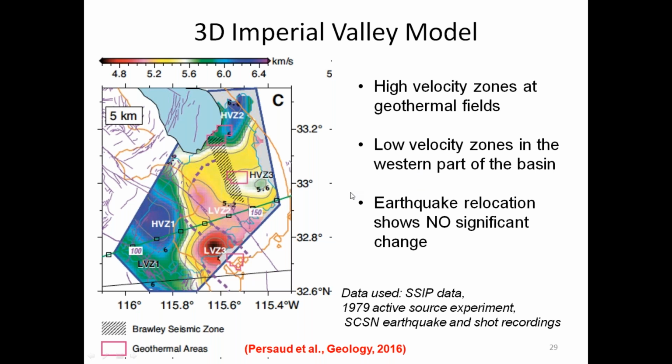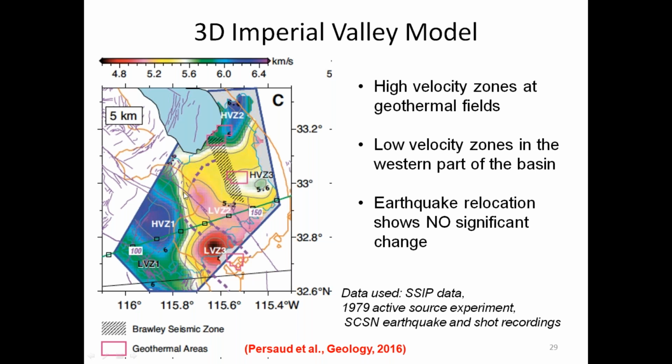Patricia Prasad built a 3D velocity model for the Imperial Valley, shown on the left. She used all the currently available data, including SSIP data, which are 3D grid data, inline 3 seismic line, recording both inline and offline shots, and 1979 active source Imperial Valley data by Gary Fuis at USGS. Also, Southern California Seismic Network recordings of both shallow earthquakes in the valley and SSIP shots.